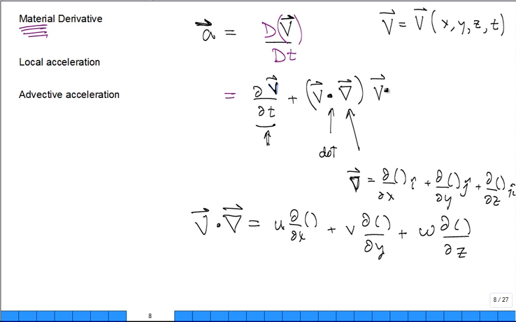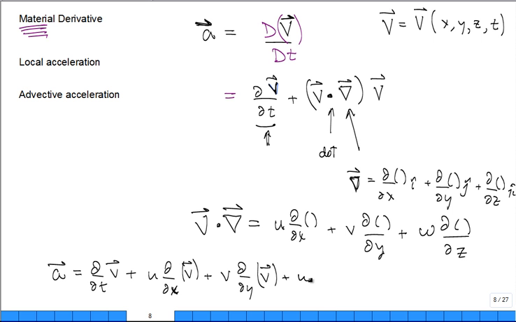Now, if I wanted to flesh this out, I would have a is equal to the time derivative of v plus u partial with respect to x of v plus v partial with respect to y of v plus w partial with respect to z of v. There it is, expanded from its compact notation up here to that.